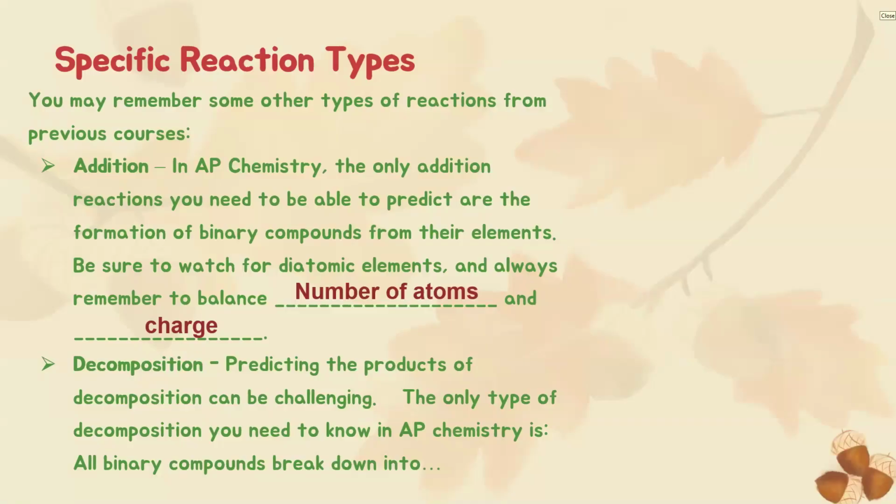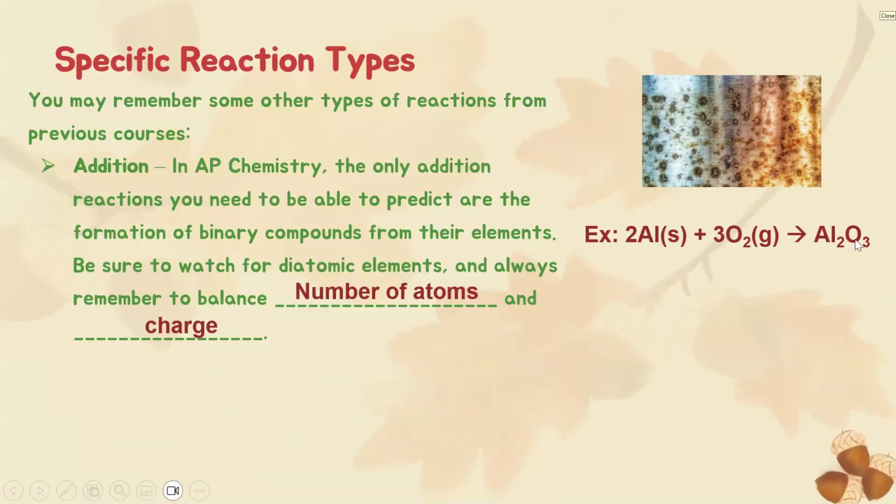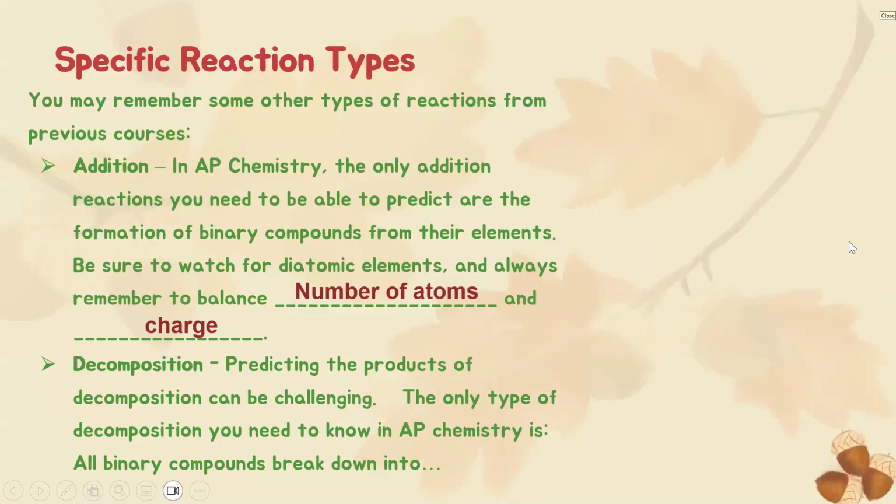The opposite of addition is called decomposition. So an addition reaction has 2 reactants that combine to give one product. A decomposition reaction has 1 reactant that breaks down to give 2 or more products. Predicting the products of decomposition can be challenging. Now, we actually saw this in the lab. We did the decomposition of baking soda, and we saw that there are 4 possible ways that might decompose. Of course, it only did 1, and that's what we were testing for.